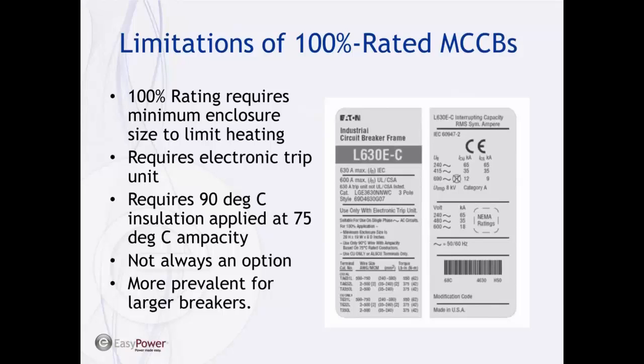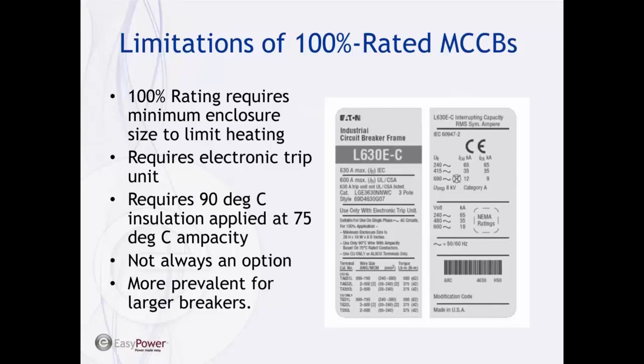Also, this must have an electronic trip unit, which probably is not going to be a problem for a large breaker. But also, to have a 100% rating, you must use wiring with 90 degrees C insulation applied at the 75 degrees C ampacity. So you cannot use insulation types that are only rated for 75 degrees C. In certain types of equipment, you will not be able to buy a 100% rated breaker. They're not available.